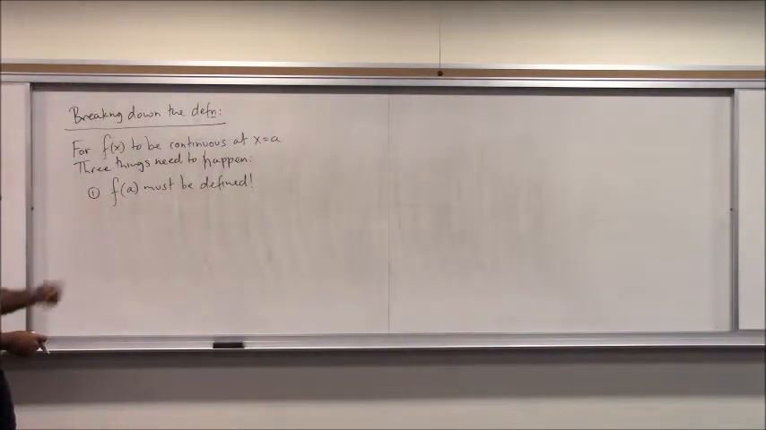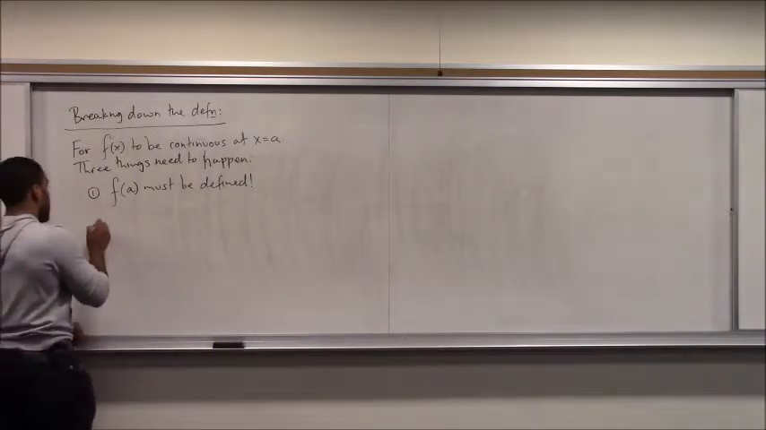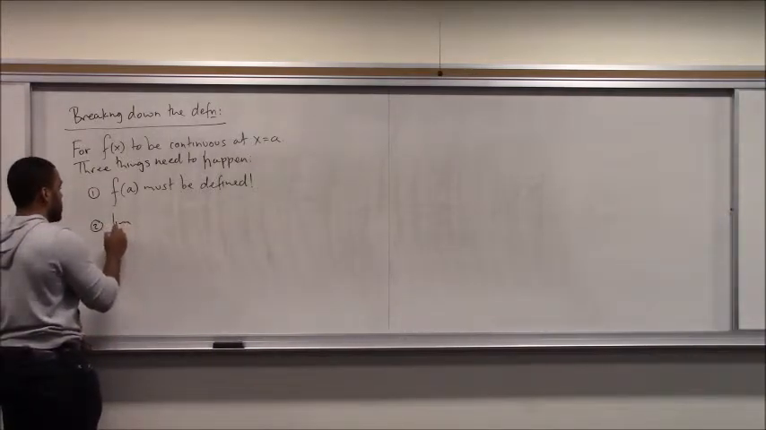Either as a formula, you can plug in the number and everything makes sense. You're not dividing by 0 or taking the radical of a negative or something like that. Everything makes sense when you plug in. That's the first thing that needs to happen. The second thing that needs to happen is the limit must exist.